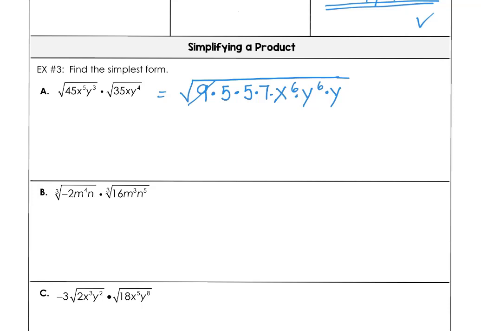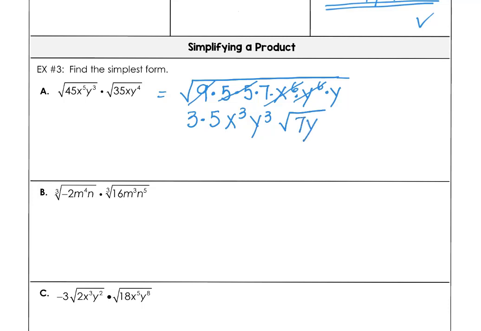Here, the square root of 9 is 3. I've got a pair of 5s, so the square root of 25 is 5. It's the square root. x to the 6th is x cubed, and y to the 6th is y cubed. And then left behind would be 7 times y.